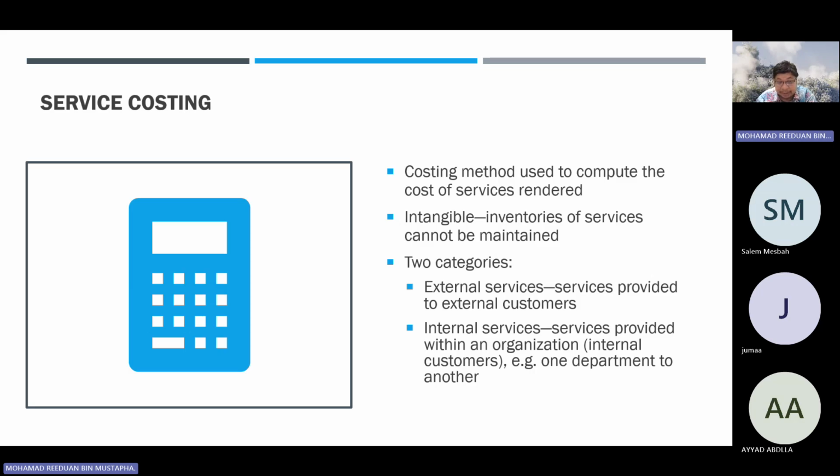So there are two categories: external services, which are services provided for external customers, and internal services, which are services provided within the organization. For instance, one department to another, like our training department. So you are service providers internally. You are giving your services to your employees, so they become internal services. Your department is more toward services, where you provide service internally. So this is one of the examples.